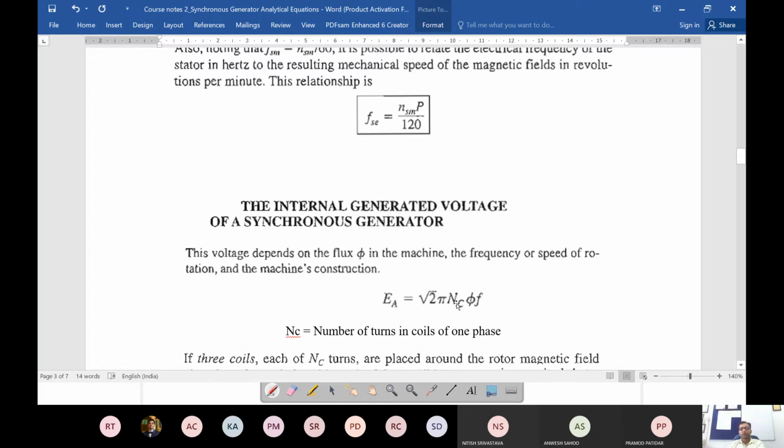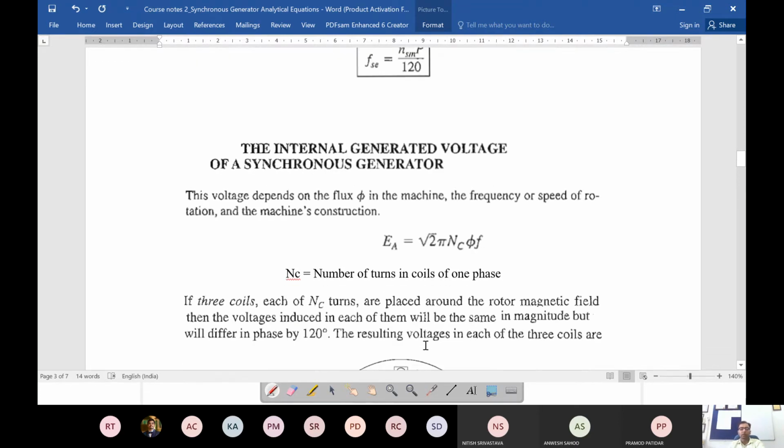So this is the NC here, and it depends upon the machine's construction: how many slots you have put, how many windings you are putting there, what type of construction you are doing. That is the machine's construction component. Now let's also look at how this equation comes about. This is also very simple and very fundamental.